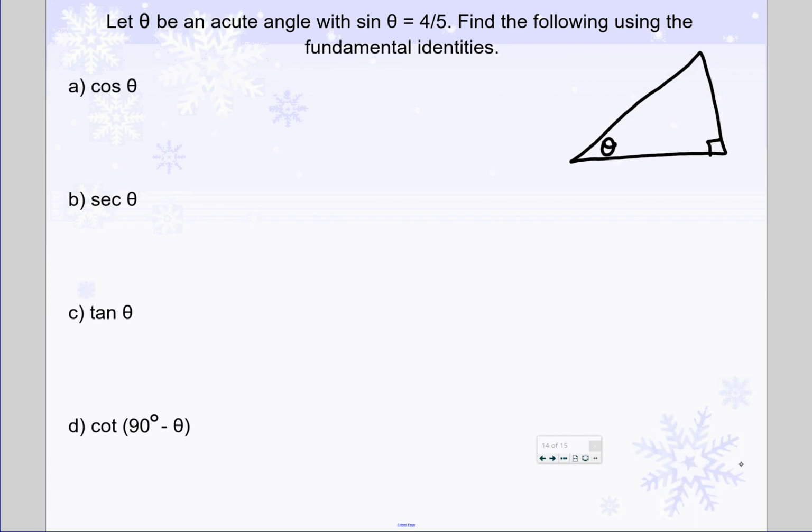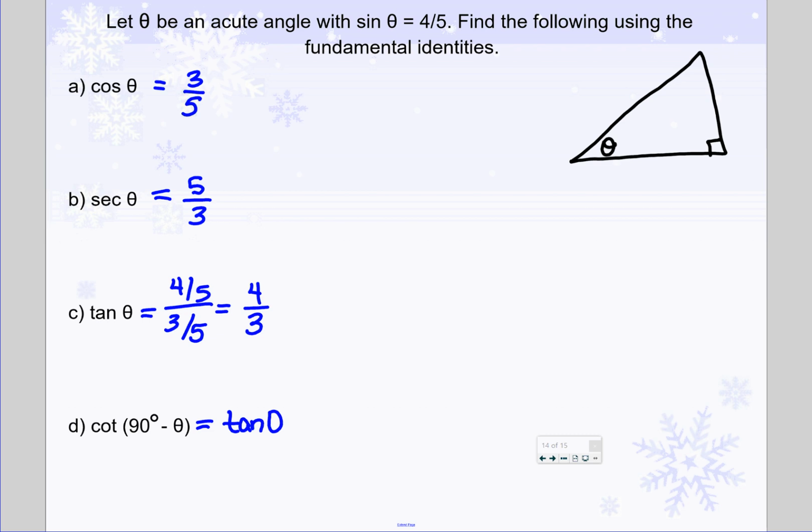All right. So what did you get for cosine? 3/5 is correct. Again, Pythagorean identity, probably, to get that right. Sine squared plus cosine squared equals 1. Secant is the reciprocal of cosine. So if you take cosine and flip it, you get 5/3. Tangent, I'd probably again do sine over cosine. 4/5 over 3/5, which will just give you, when those 5s cancel, 4/3. And then cotangent is a cofunction with what other function? Tangent, which is 4/3.